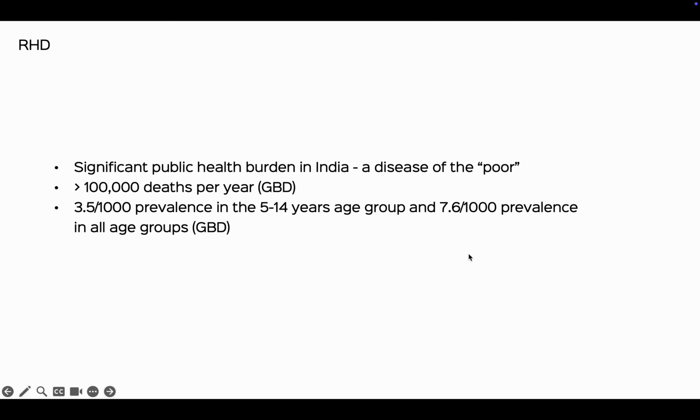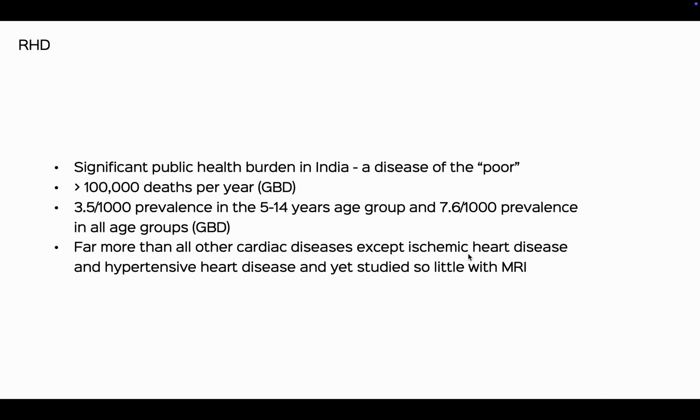That's the prevalence. That's huge, right? It's like 1 in 300 in the 5 to 14 years age group. And if you look at this, this is clinical prevalence, right? So you're looking at almost 3.5 per 500 people having some form of rheumatic heart disease, which basically means that the prevalence is far more than any other cardiac disease except ischemic heart disease and hypertensive heart disease.